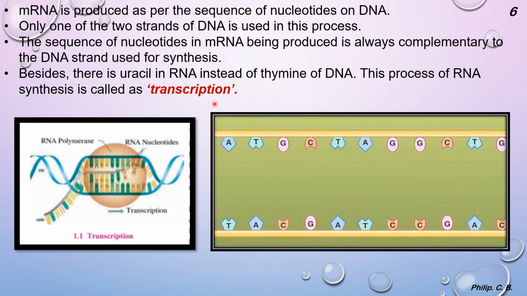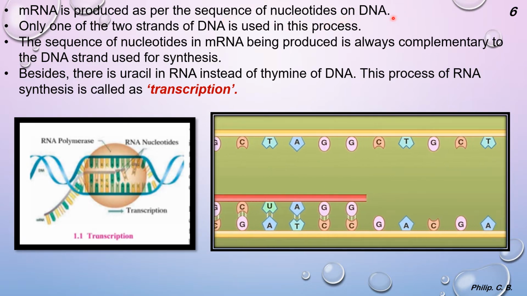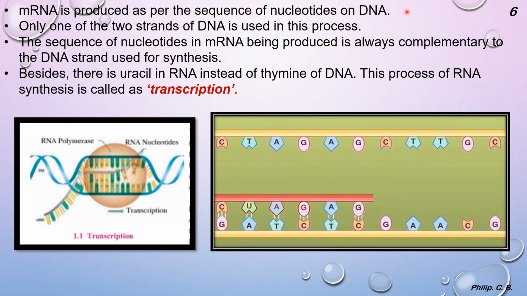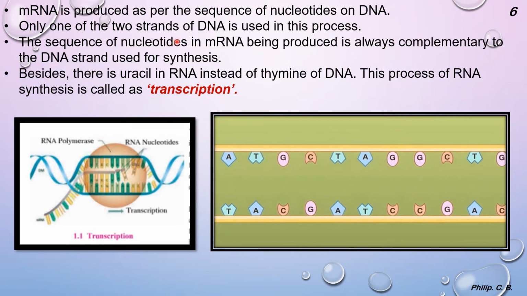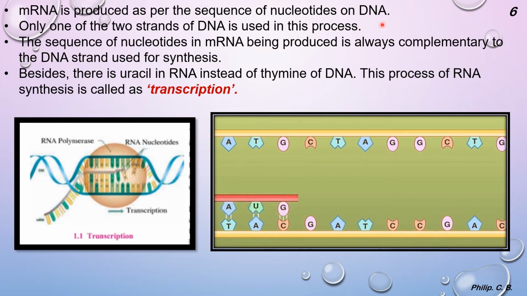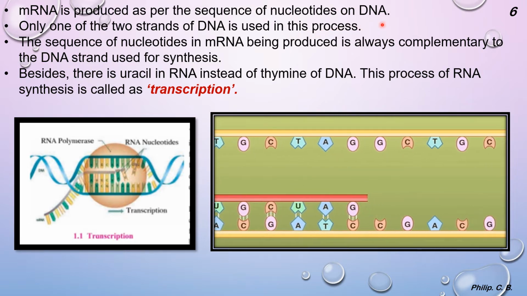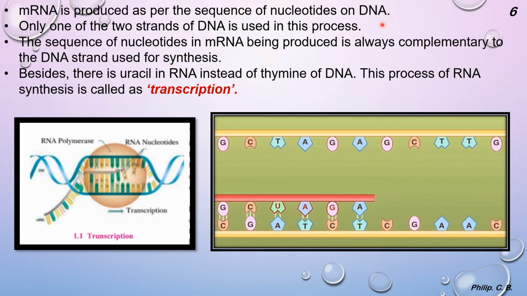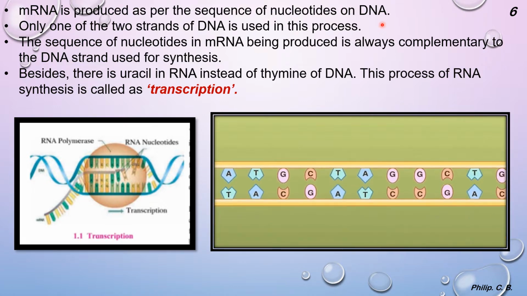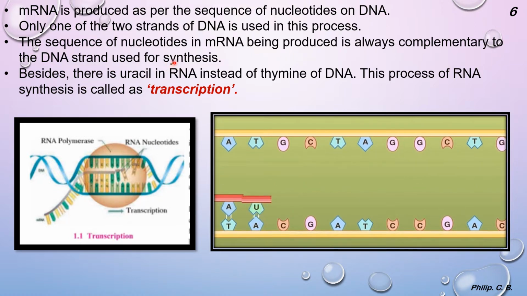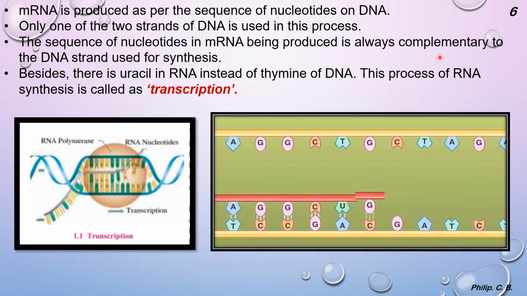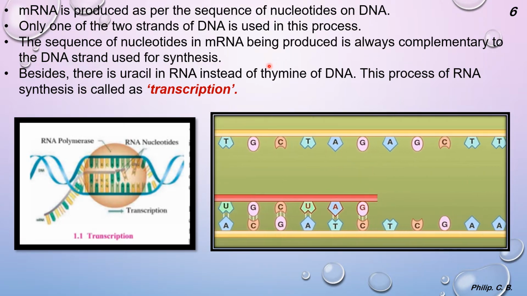Now, moving further, mRNA is produced as per the sequence of nucleotides on the DNA. As we saw in the central dogma, DNA forms RNA, that is the mRNA. Only one of the two strands of DNA is used in this process. That is why, if you see the DNA, which is double stranded, it forms single stranded RNA, where only one of the strands is used. The sequence of nucleotides in the mRNA being produced is always complementary to the DNA strand used for synthesis.